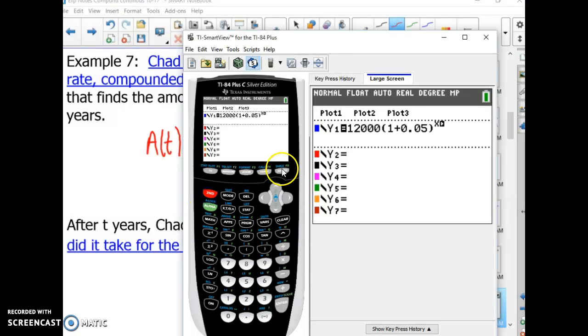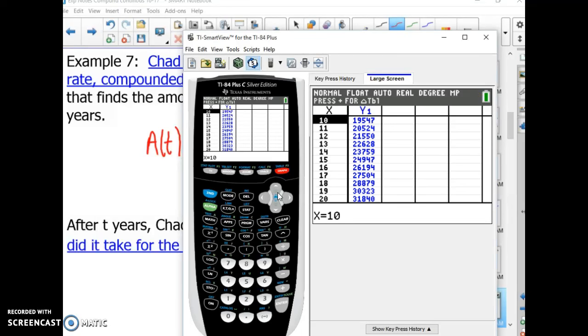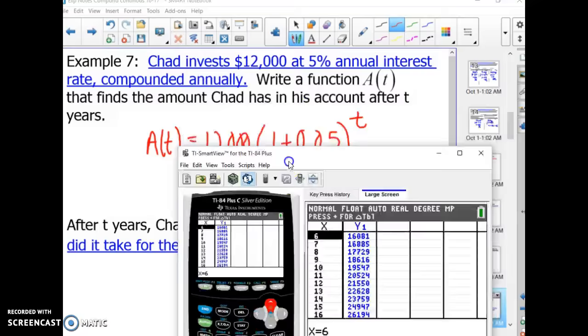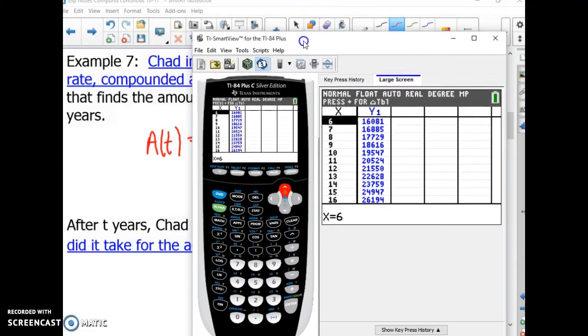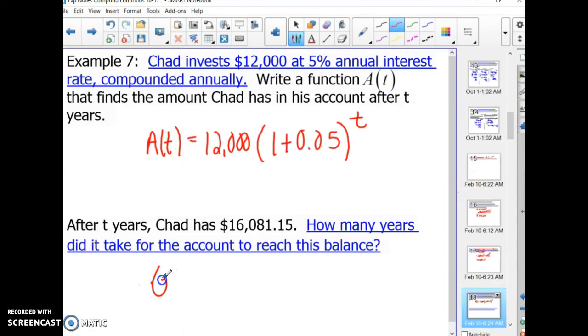So now, looking at my table, I'm looking for 16,000. So that's 19,000, 18,000, 17,000, 16,000, and 81. Is that what I'm looking for? 16,081. How many years did it take? 6 years.